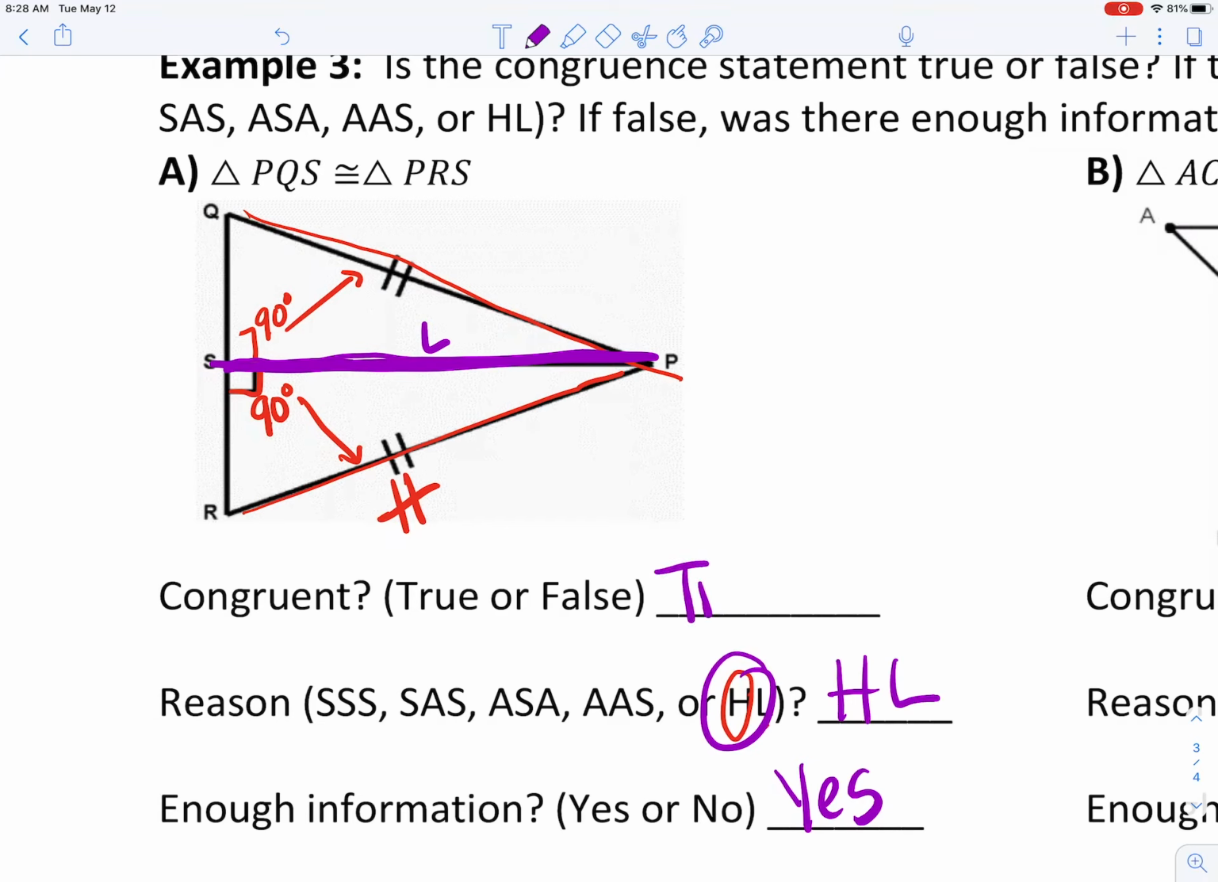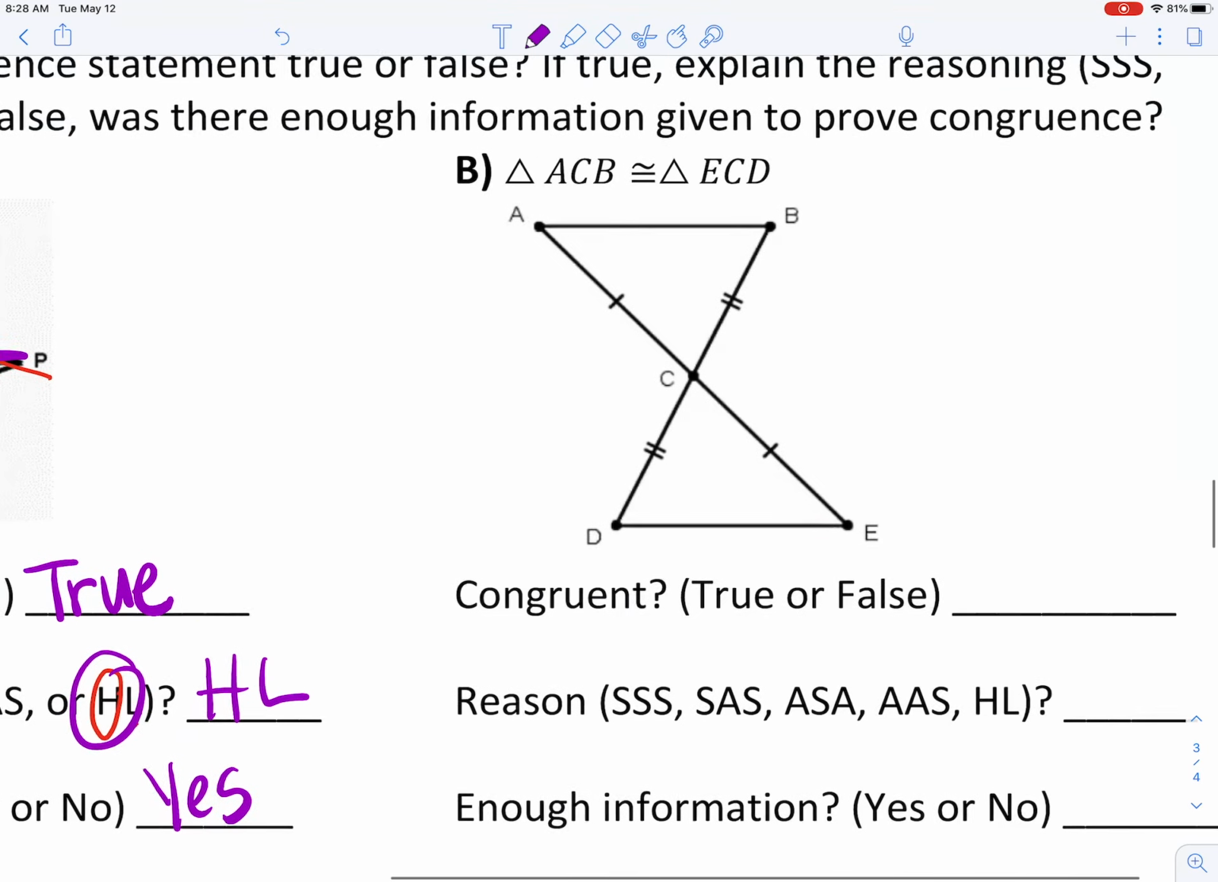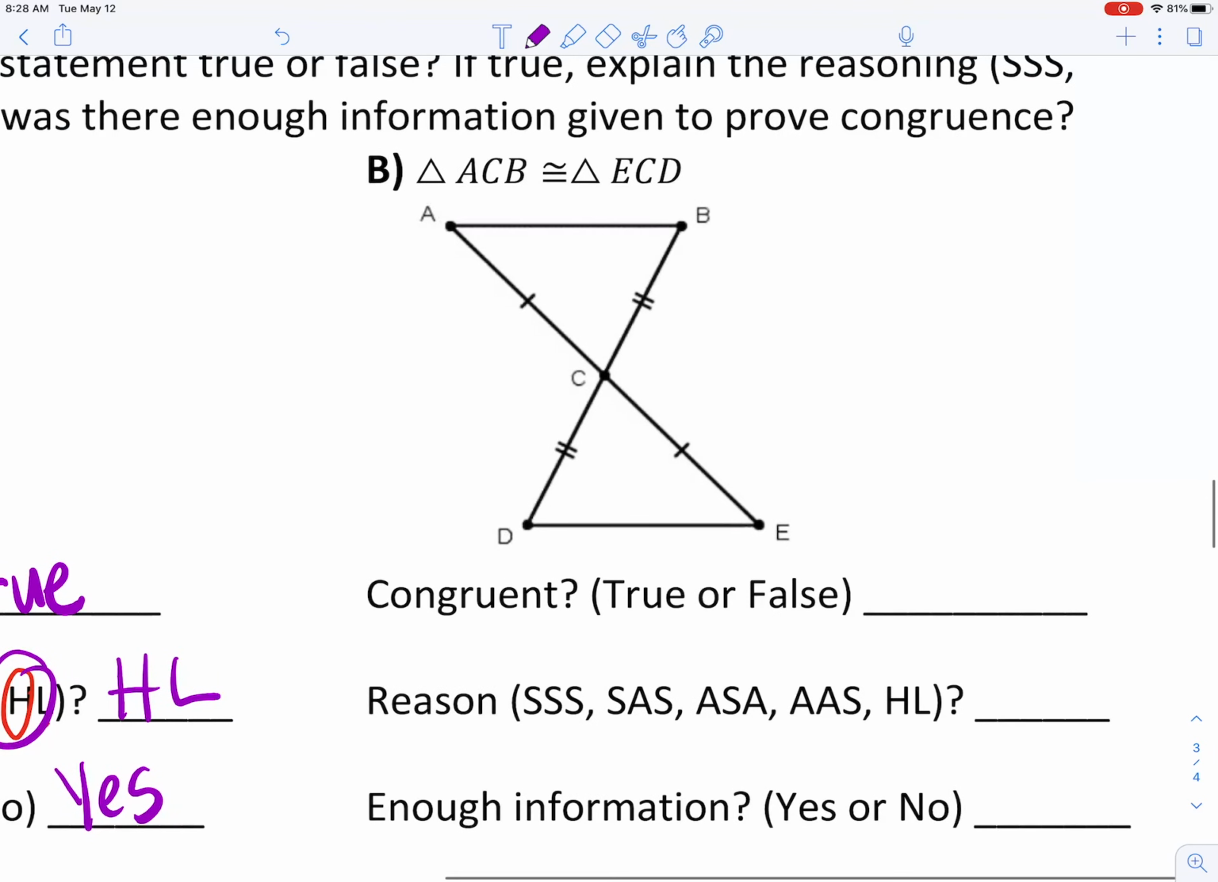This would be a hypotenuse leg. There was enough information to tell that it was hypotenuse leg, so that means true. It is a congruent statement. This statement right here is a true statement. All right, 1 more to go through.